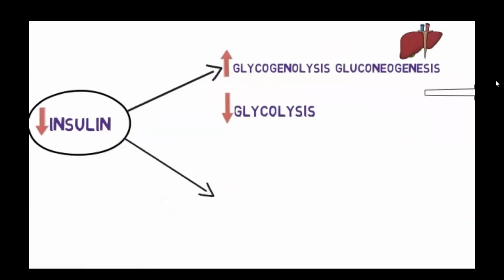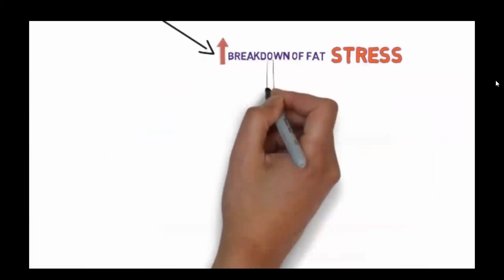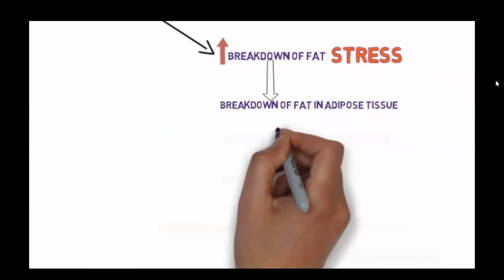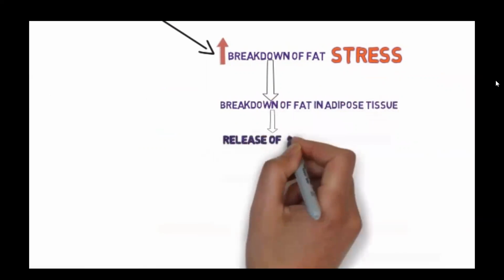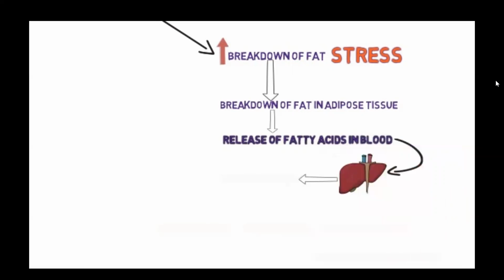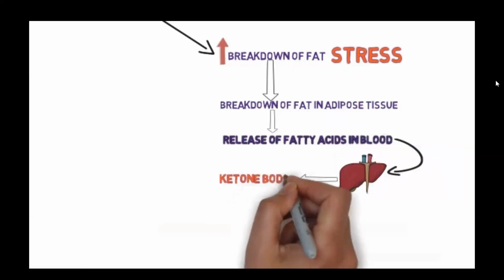Also, as a result of the lack of insulin, we get increased breakdown of fats, especially when there are conditions of stress such as sepsis or infection or any other stress. This is because in stress, the body needs a great amount of energy. So as a result of this, there is an increased breakdown of fats from lipolysis, which leads to the release of fatty acids into the bloodstream, which then go into the liver and are converted into ketone bodies.